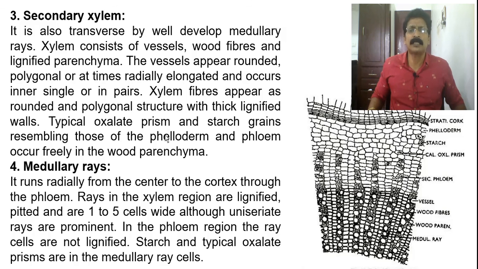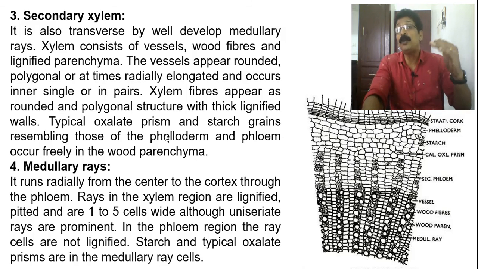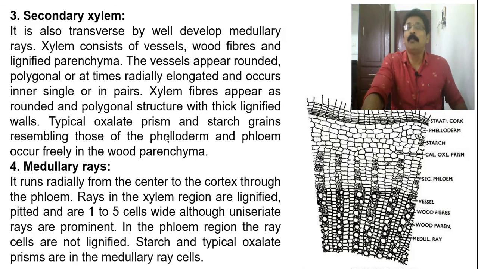Starch and typical calcium oxalate prism crystals can also be observed in the medullary ray cells. If you want to go for more identification, starch grains, when you use iodine solution, will give a purple bluish color, which can also be observed.